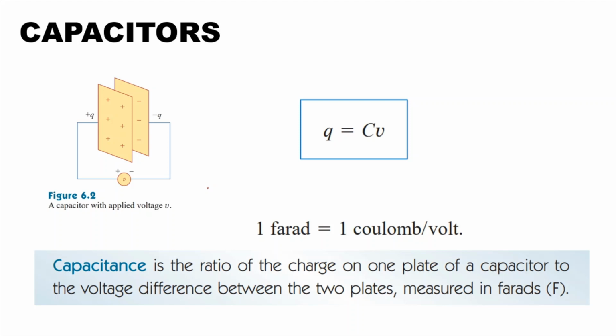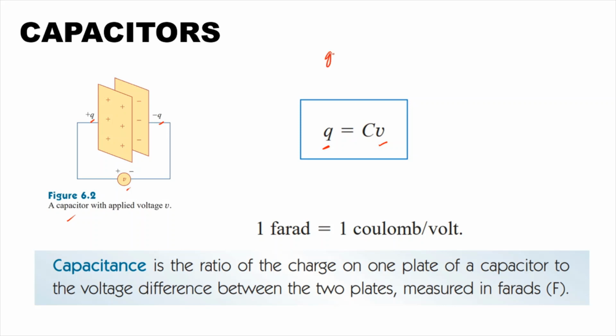Now, what is the behavior of the capacitor in a circuit? When we apply voltage across a capacitor, as you can see in this figure, the source V deposits a positive charge on one plate and a negative charge on the other plate. So the capacitor is said to be storing the electric charge. The amount of charge, represented by Q, is directly proportional to the voltage applied across the capacitor.